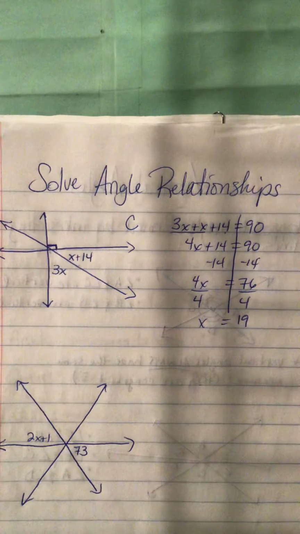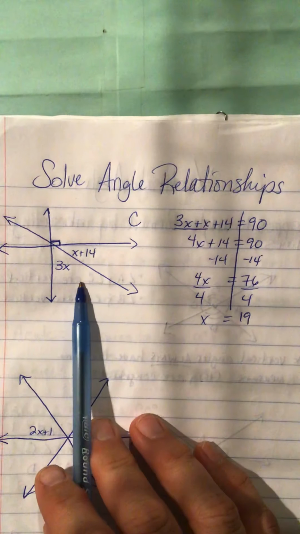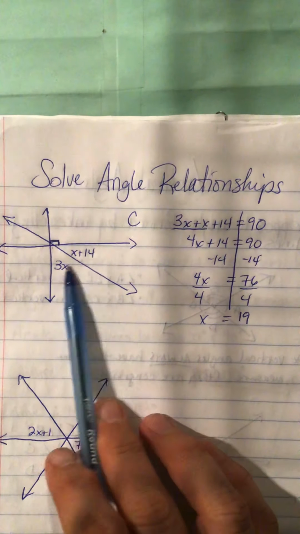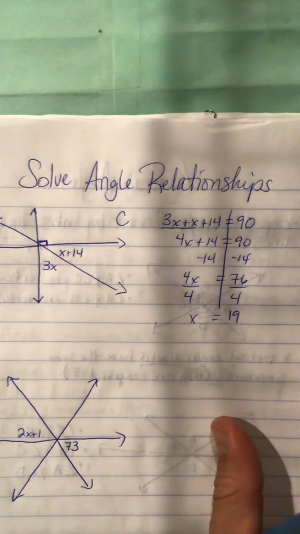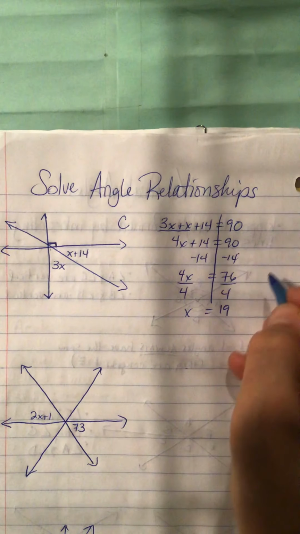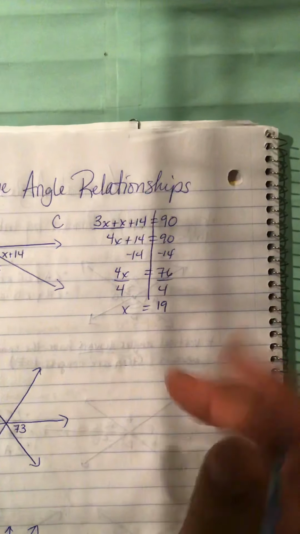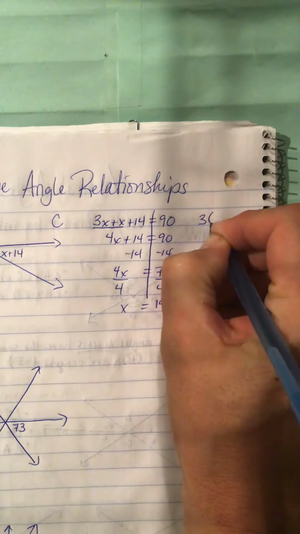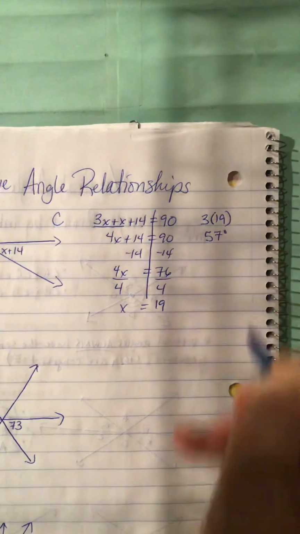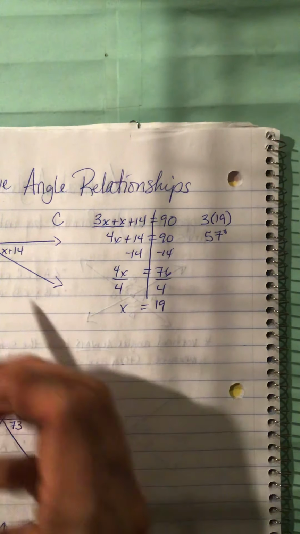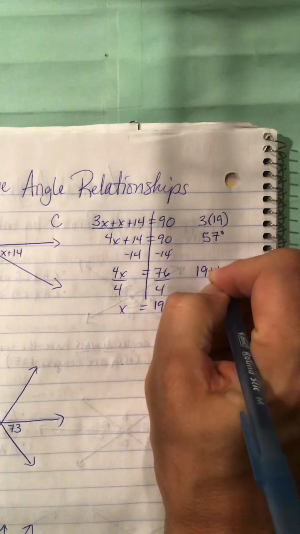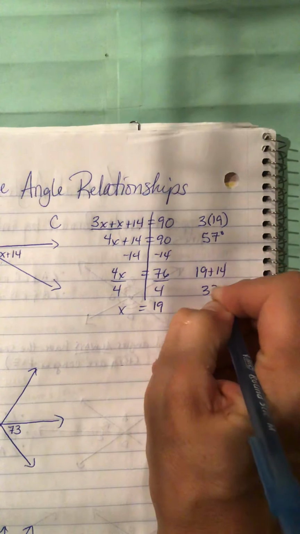Now, not only have we solved for x, let's go solve for the missing angles now. Here we have two missing angles to solve for. The first one is 3x. So, let's zoom out just a little. There. So, 3x would be 3 times 19, and 3 times 19 is 57 degrees. So one of the angles is 57. The other angle was x plus 14. So if we have 19 plus 14, we get 33 degrees.